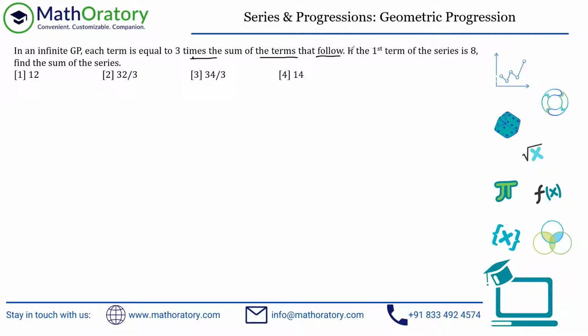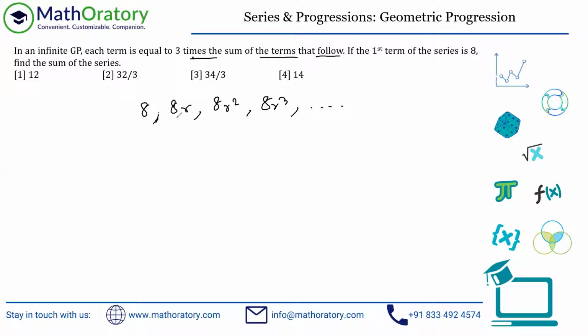So the first term is equal to 3 times the sum of all the terms from the second term onwards. Similarly, every term is following the same pattern here. So if the first term of the series is 8, find the sum of the series. Great. So the only thing that's missing here is the common ratio. Then we can use the summation of GP series for infinite terms. So we have the terms as 8, 8R, 8R square, 8R cube, and so on.